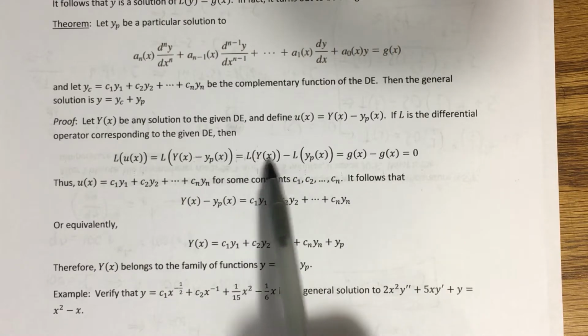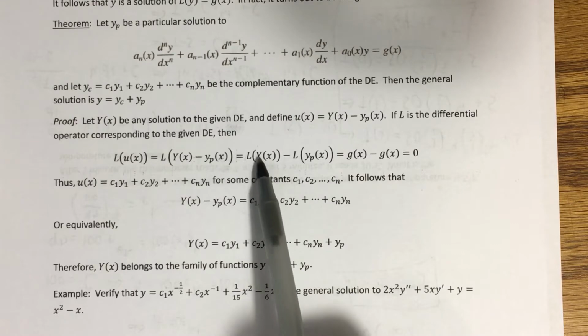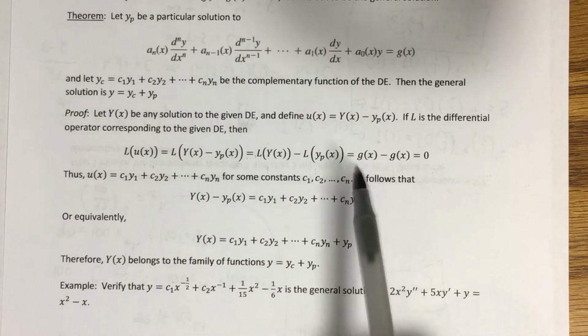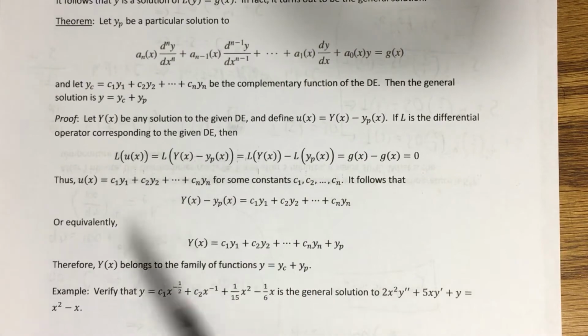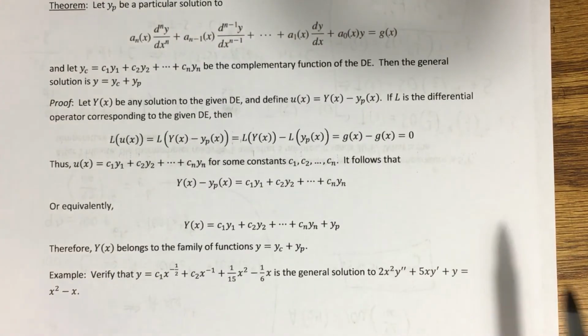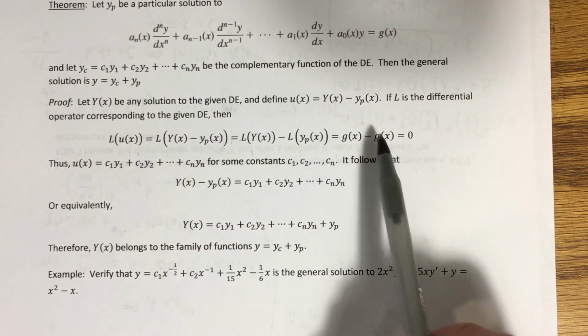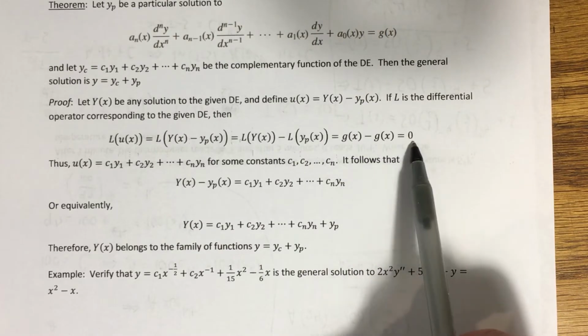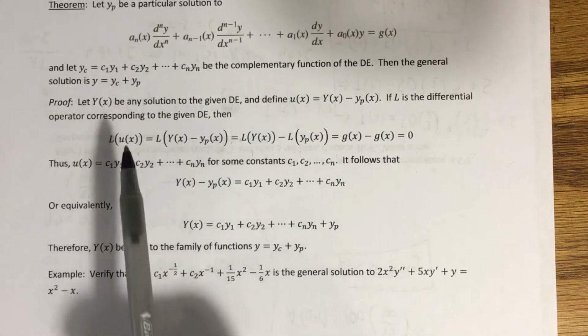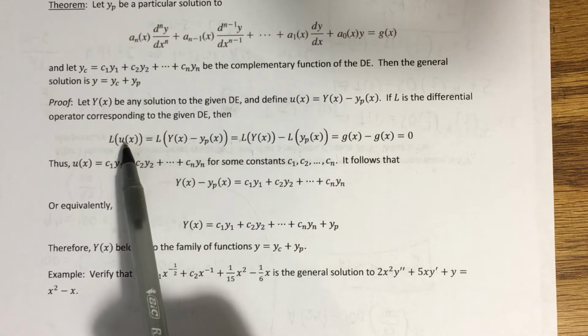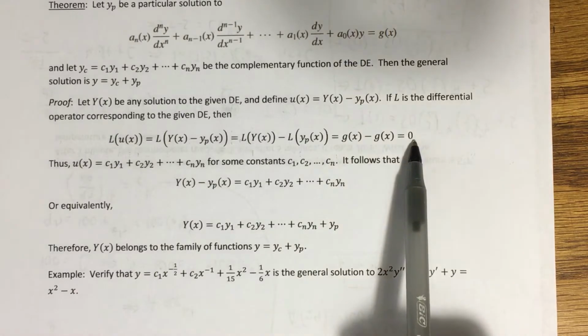Now, what is this first term? Well, L of capital Y of x. We assumed that capital Y of x was a solution to the non-homogeneous equation, which means this is equal to g of x, shown here. Our particular solution is another solution to that non-homogeneous case. So that is also g of x. That means I have g of x minus g of x, which equals 0. But that tells me that u of x is a solution to the associated homogeneous equation.